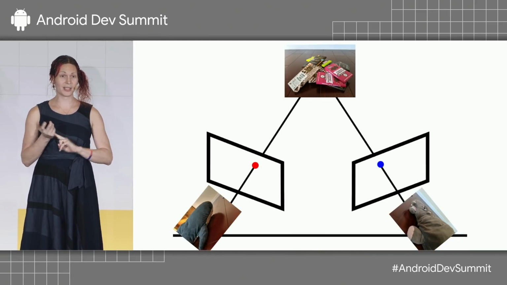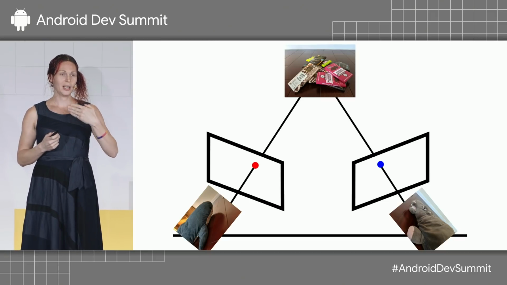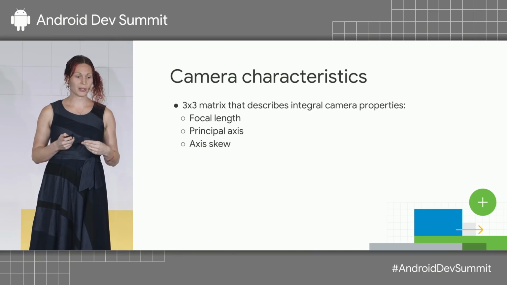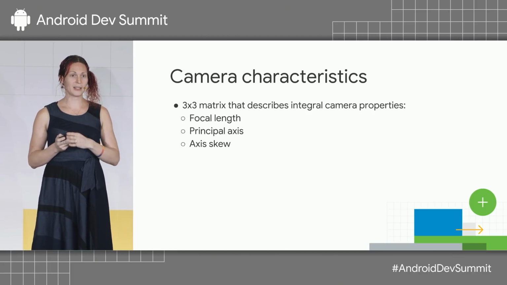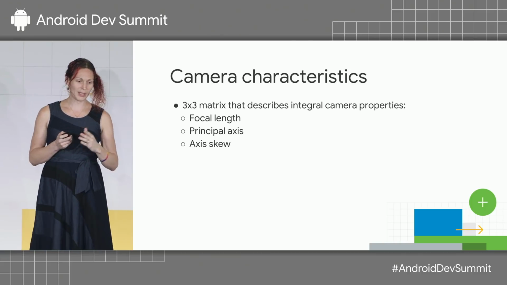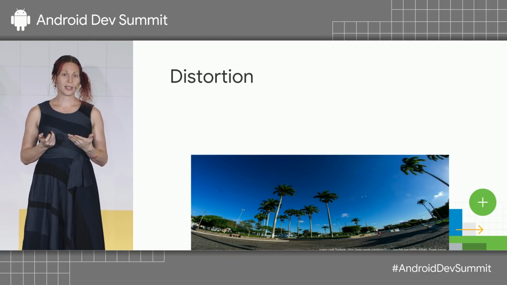So we have the camera extrinsics, how we get the pictures from the cameras on top of each other, how they relate to each other. Camera intrinsics are properties of the cameras themselves. So we know we have a normal lens and a wide angle lens, and they have different properties. So there's two things. One is the camera characteristics. This is things like the focal length, the principal axis, and if that axis is skewed for some reason, this appears often in a 3x3 matrix. And distortion.